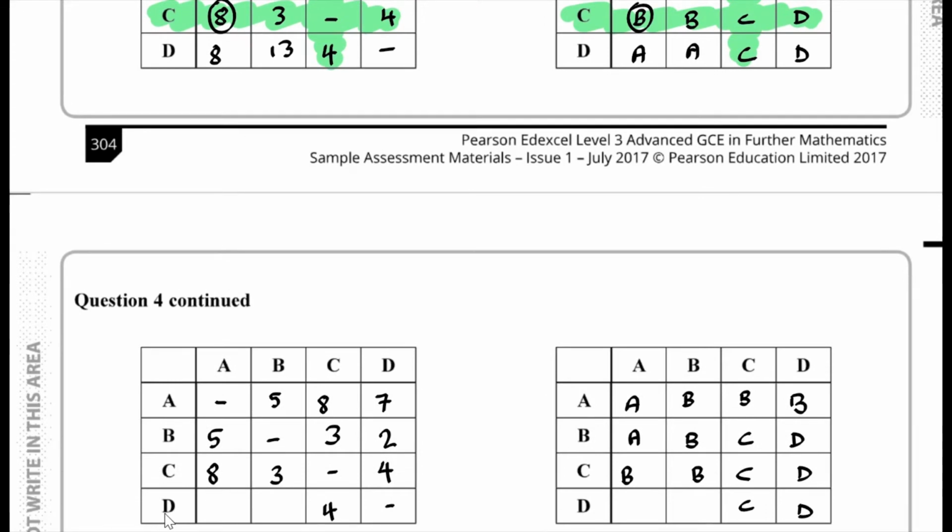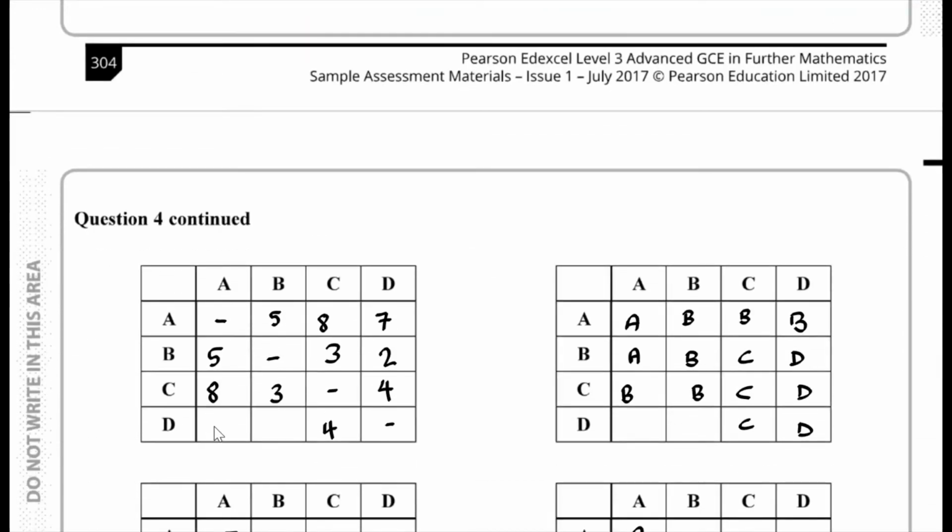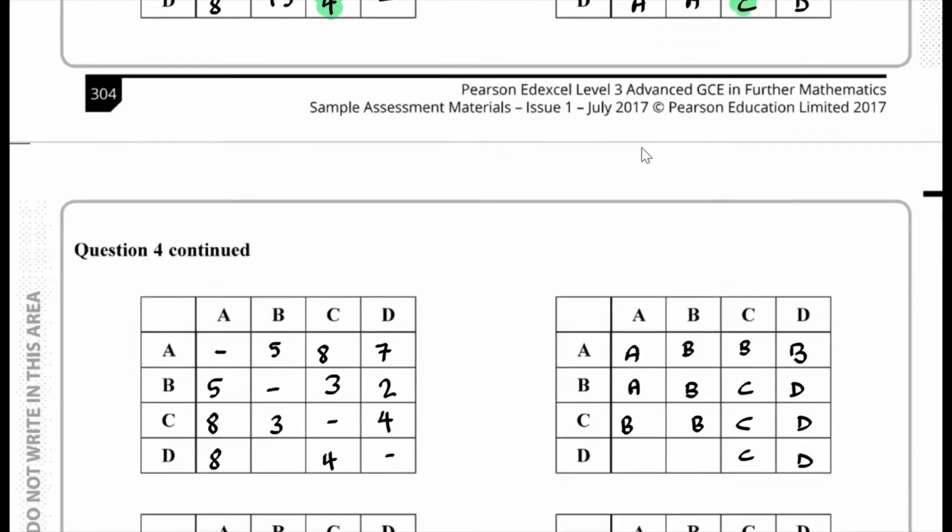Let's now take a look at DA. So DA, we look at the 8 and we compare that to 8 plus 4, which is 12. 8 is obviously smaller. We have 8 over here. The letter remains unchanged as A.